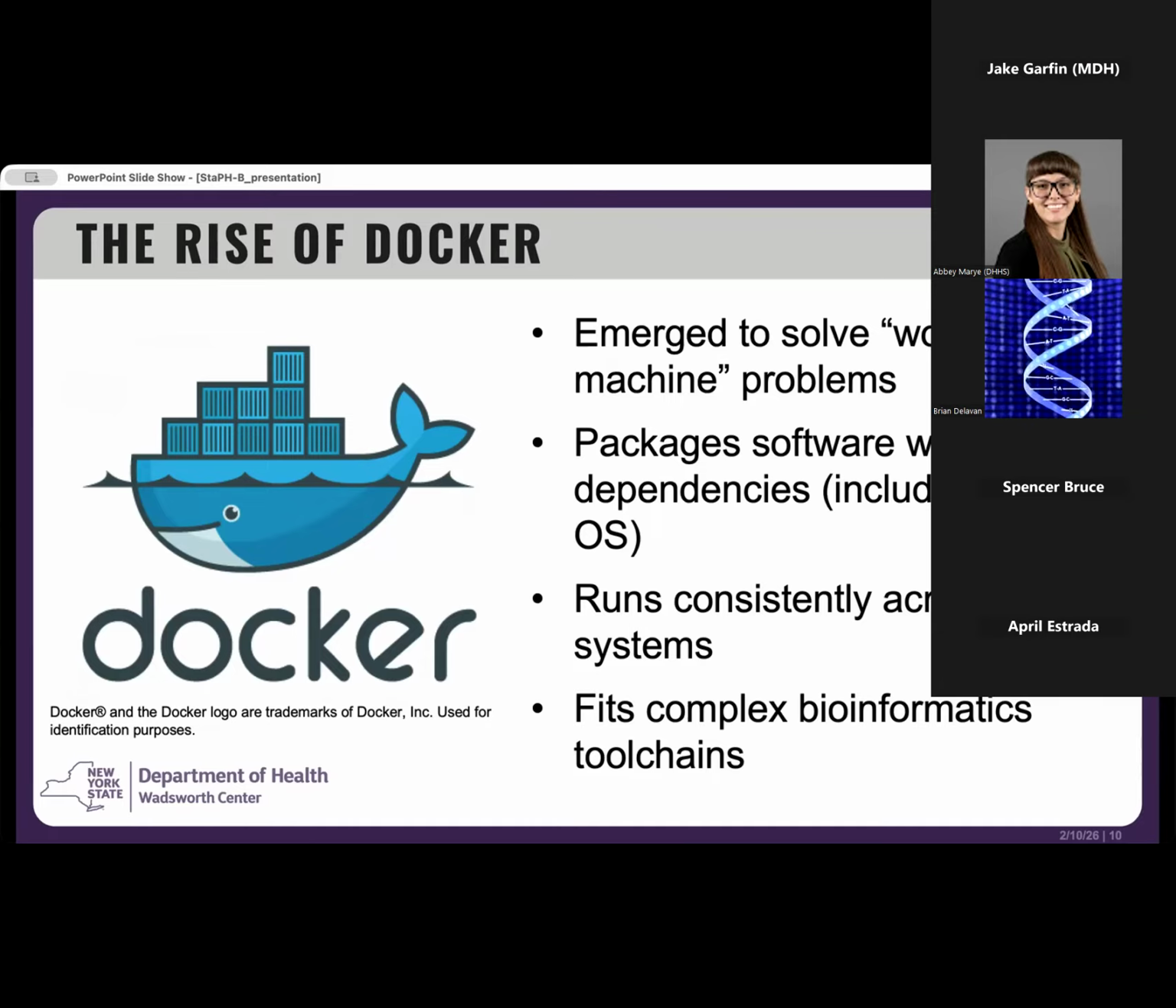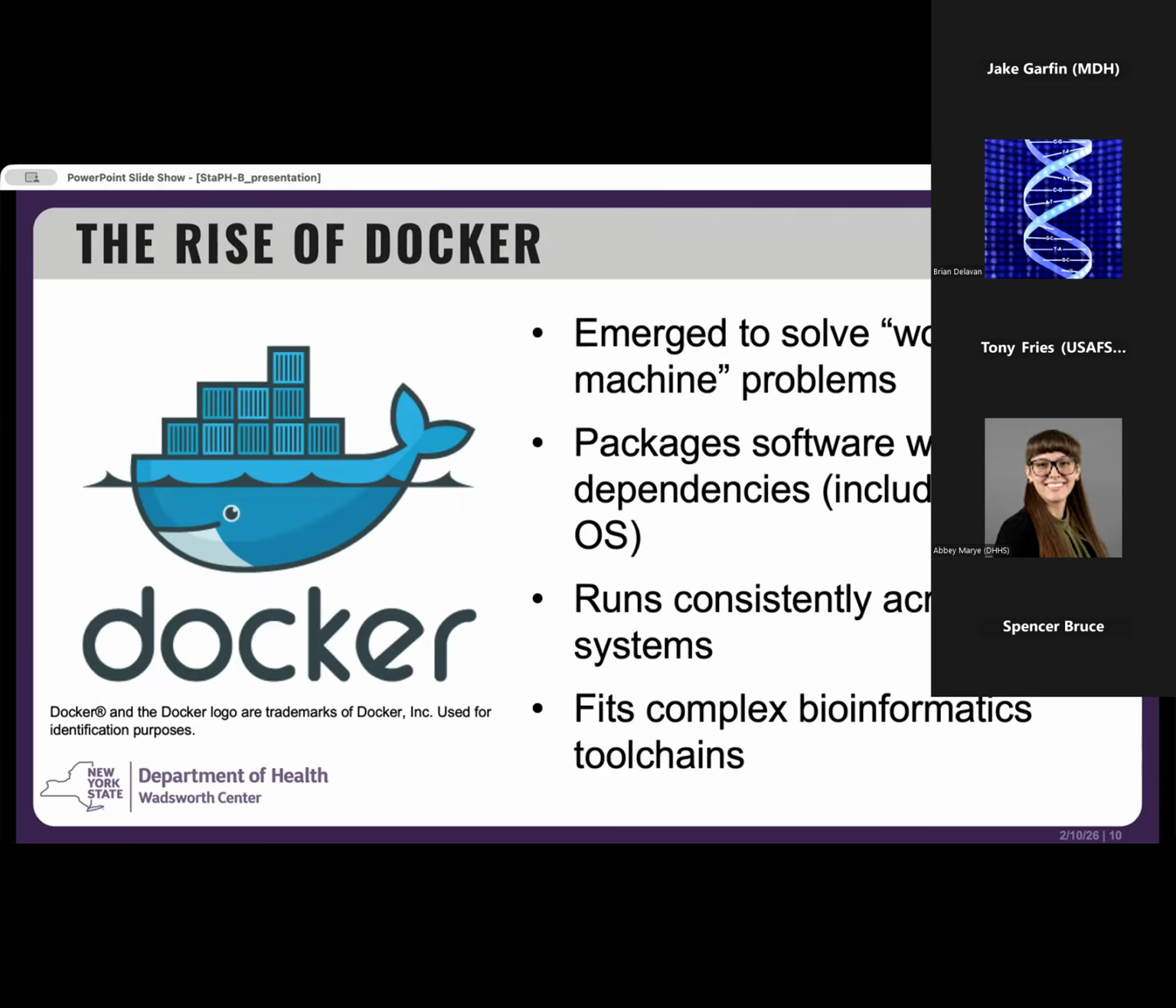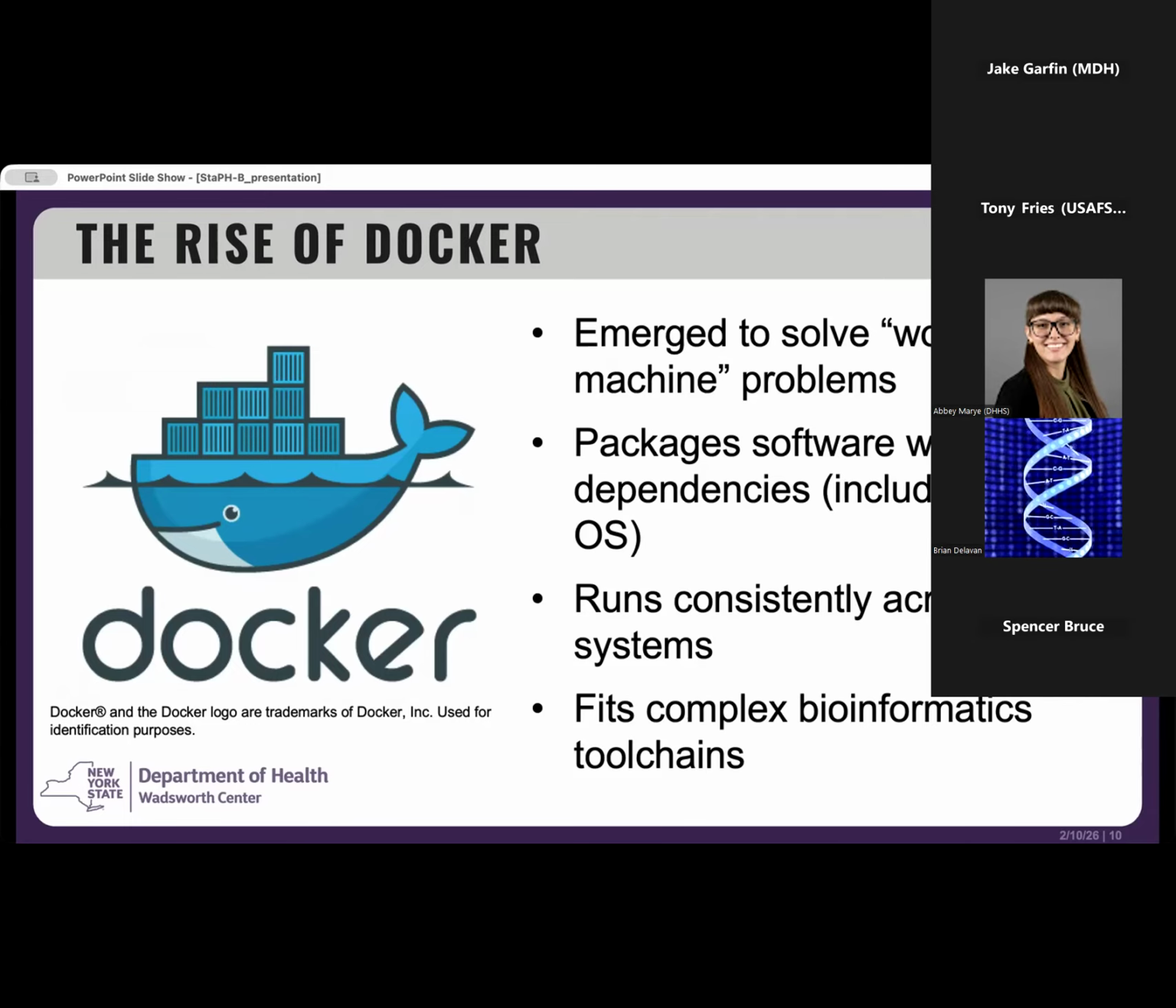Oh, I see a hand up from Jake, Brian, Tony. Oh, I see hands now. That's good. Definitely use Docker, Curtis. Great. So lots of people are using Docker, right?